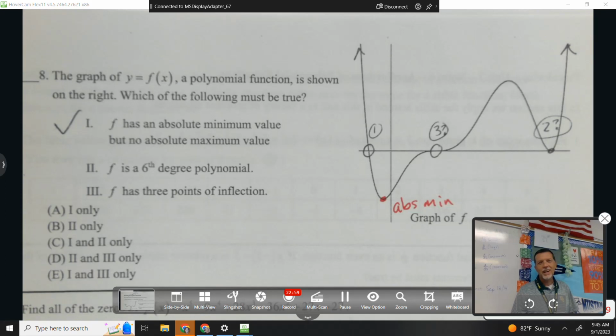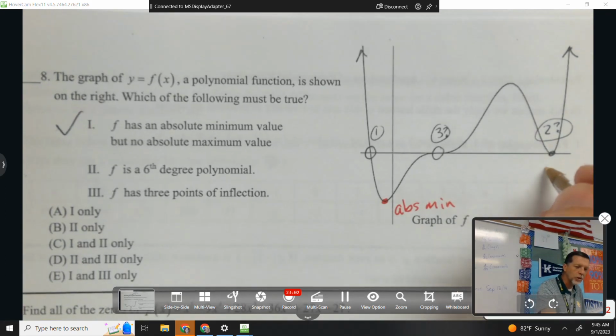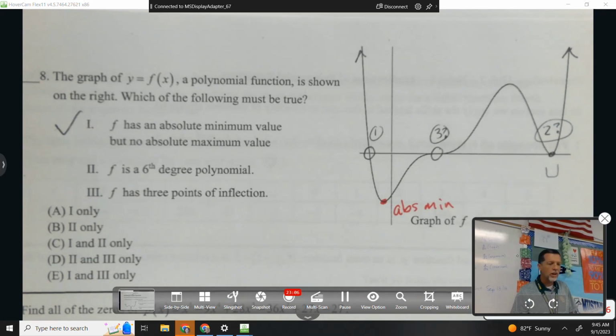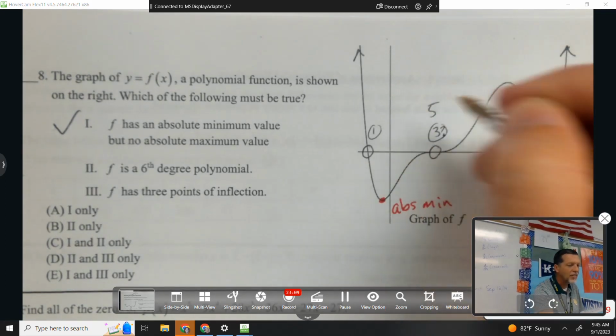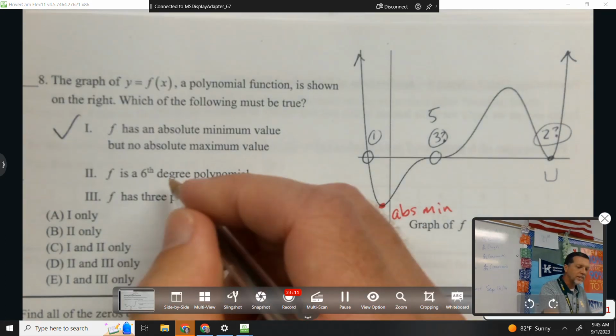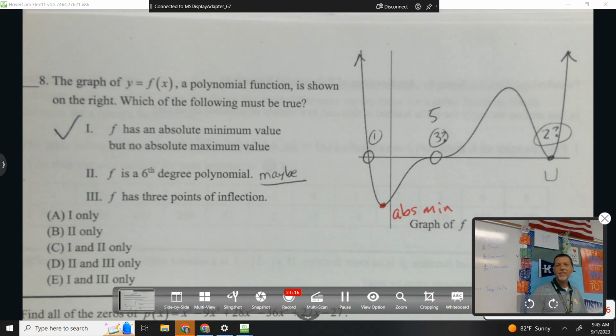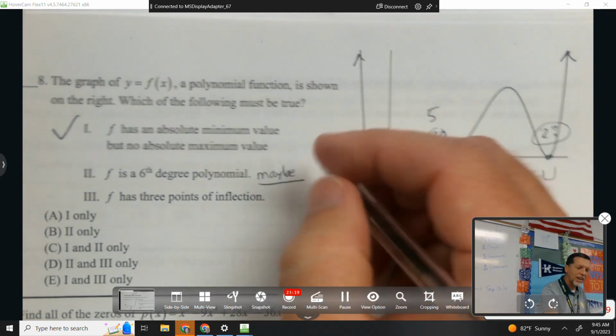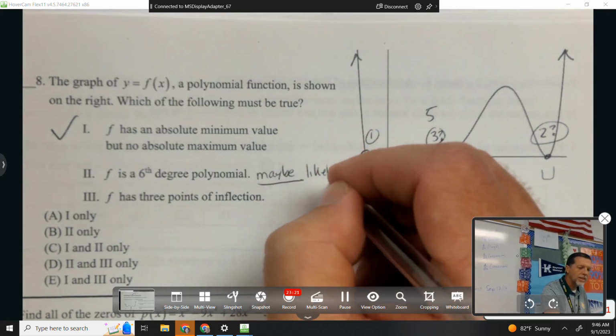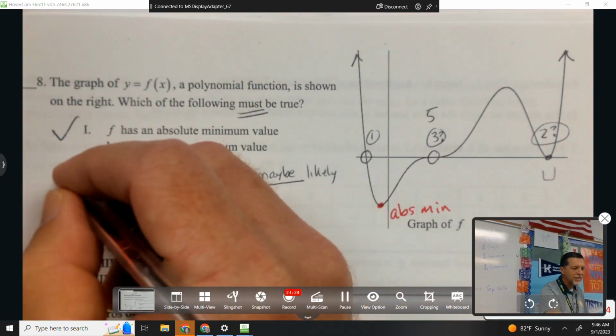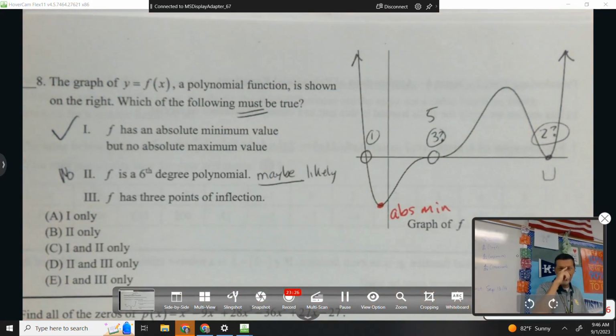All right? There's no scale here, so I don't know if that's 2 or 4 or 1,000. It's probably not 1,000, but I don't know if it's 2 or 4. That could be 3, but it could also be 5. So is it a 6th degree? Well, the answer is maybe. What says not true? In fact, I would say likely even. But must be true? No, it doesn't must be true. So 2 is out. But 2 is tricky because it's probably 6th degree. It might be 6th degree, but it might not be.